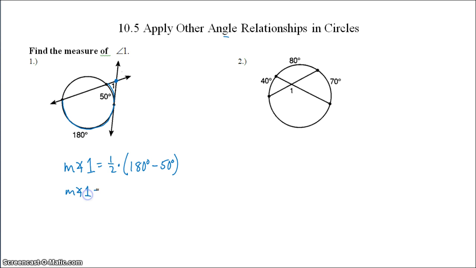To solve for angle 1, I just continue to do my math. 180 minus 50 is 130 degrees. And 1/2 of 130 degrees is 65 degrees.